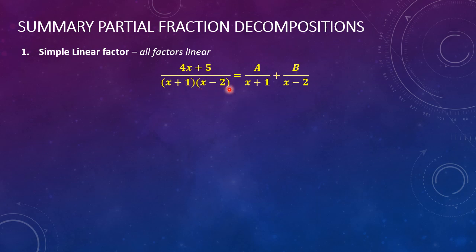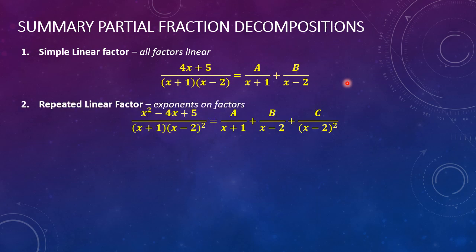So here we have two factors in the denominator. So this would equal a over x plus 1 plus b over x minus 2. And then we'd go through the rest of the steps. In some cases, we had what was called a repeated linear factor. And this is where there were exponents on the linear factors, once we had simplified it.